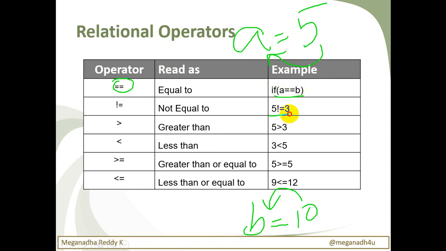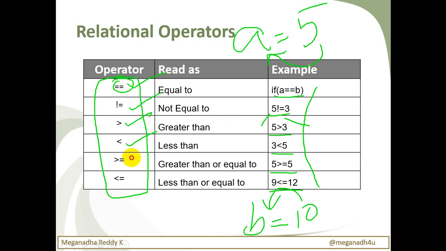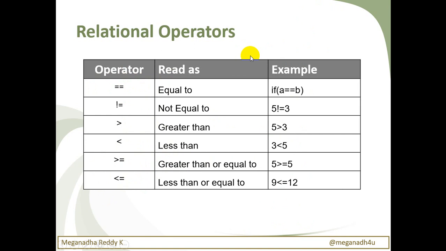This is not equal to: 5 not equal to 3, 5 greater than 3, 3 less than 5, 5 greater than or equal to 5, 9 less than or equal to 12. So in all these scenarios, we are checking the relation between two operands, whether they're not equal, equal, greater than, less than. So that's why these are considered relational operators. The first one is used to check for equality, then not equal, greater than, less than, greater than or equal to, less than or equal to. So all these operators belong to relational operators. Okay, so we just completed arithmetic operators, and we also completed relational operators.